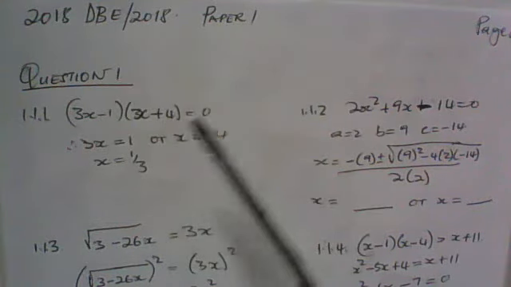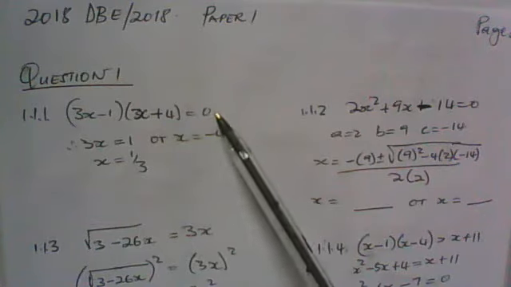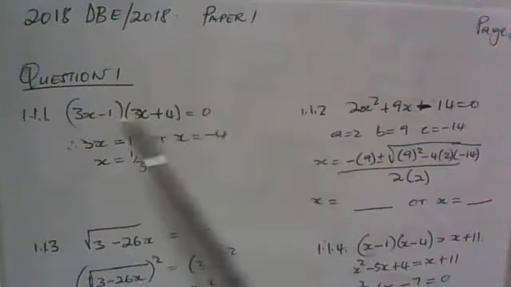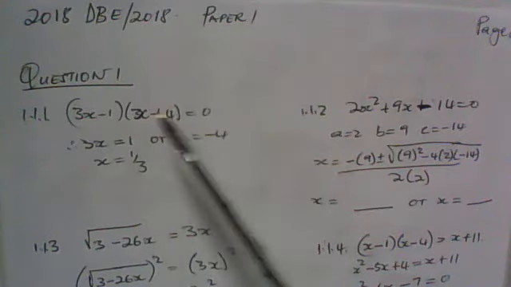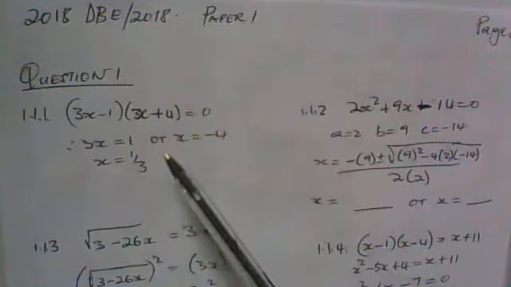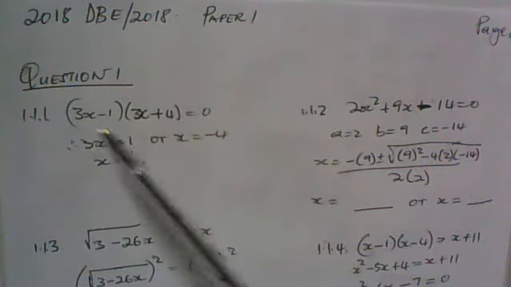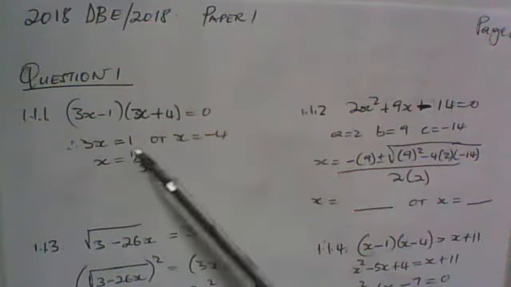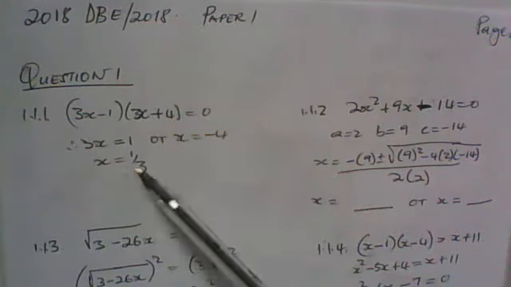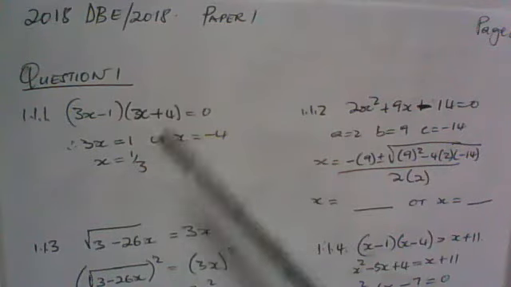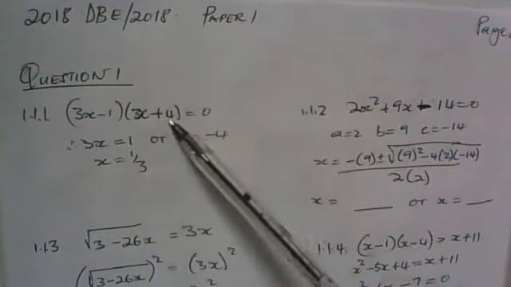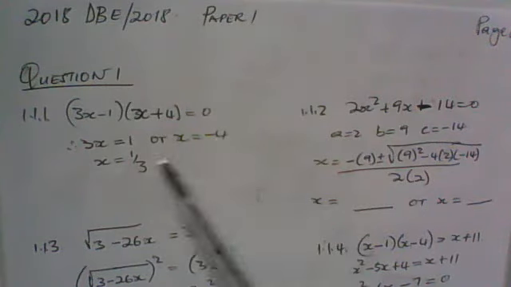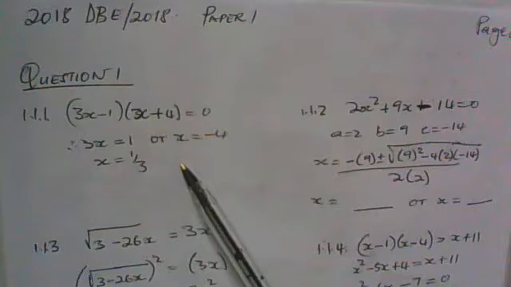Now what you do is look at the right hand side. If it's 0, then there is no need to break the brackets. You just equate the two factors to 0 and then solve for x. That will be 3x minus 1 is equal to 0, and then 3x equals 1. Then you divide throughout by 3, and then your x will be equal to 1/3. And when it comes to x plus 4 equals 0, that will be x equals minus 4. Now, these are both solutions.